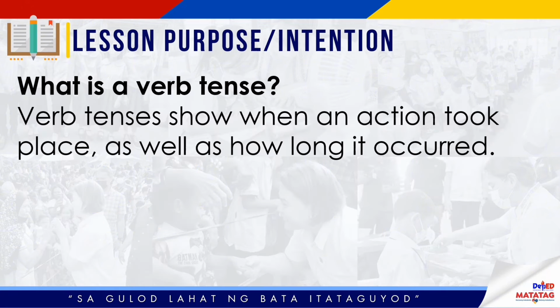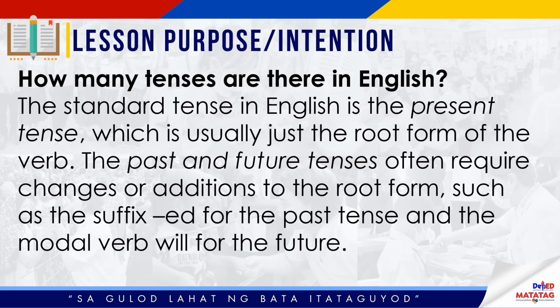Verb tenses show when an action took place, as well as how long it occurred. There are three tenses of verbs in English: the past, the present, and the future. The standard tense in English is the present tense, which is usually just the root form of the verb, while the past and the future tenses often require changes or addition to the root form, such as the suffix -ed for the past tense and the modal verb will for the future.